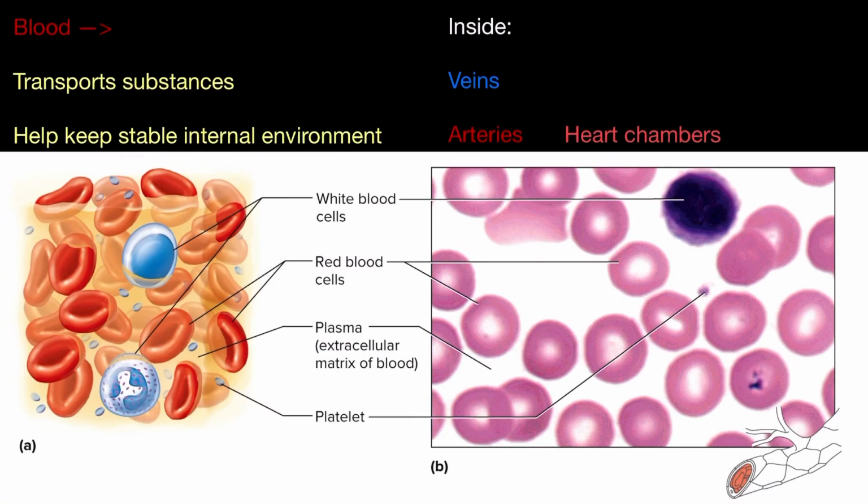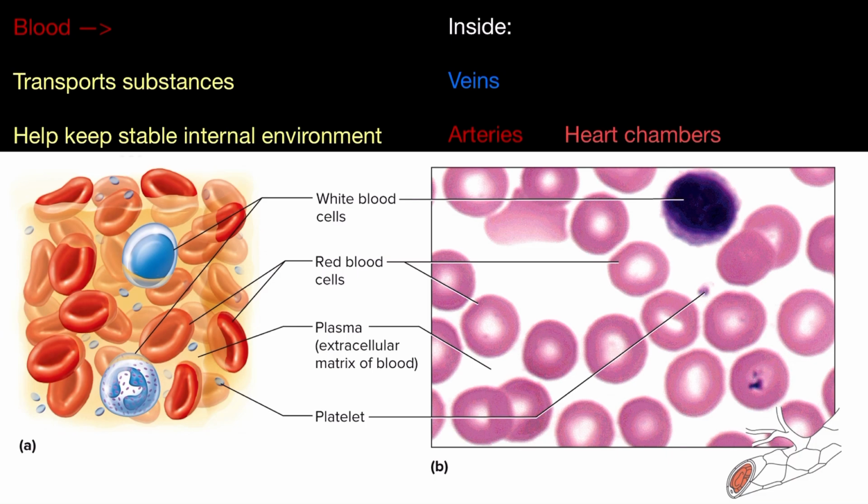Lastly, let's talk about blood. Blood is involved in the transport of substances and helps keep a stable internal environment, homeostasis, basically. Now, blood is usually inside of veins, arteries, and heart chambers. When you look at the histology slides, you're going to have plasma, which is the liquid portion of anticoagulated blood, or really the extracellular matrix of blood, which is made out of liquid, really.